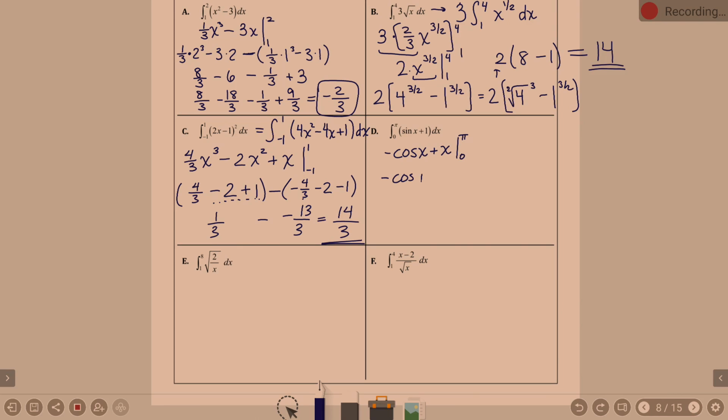Okay. Fun, we got to do trig. Negative cosine of pi plus pi, minus negative cosine of 0 plus 0. Cosine of pi is negative 1. The negative of negative 1, though, makes it 1 plus pi minus cosine of 0. Cosine of 0 is 1. The negative of that is negative 1 plus 0, I'm dropping it.